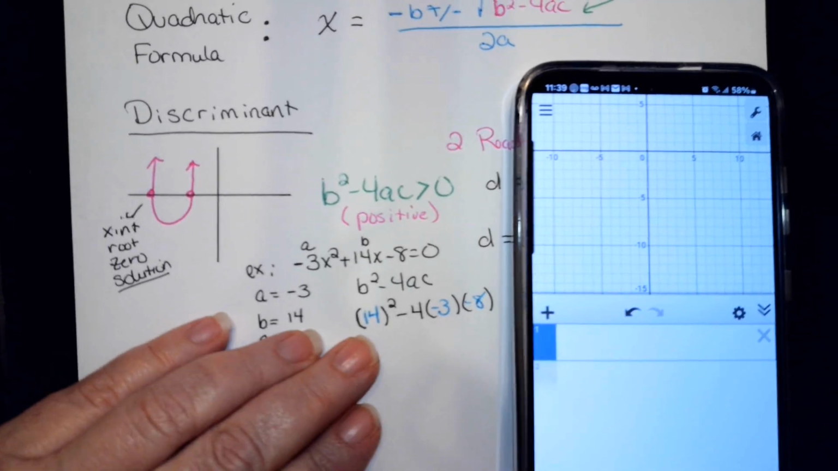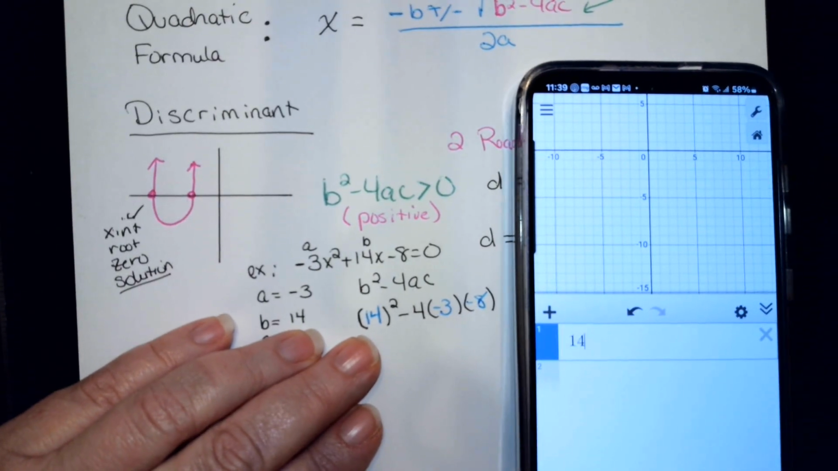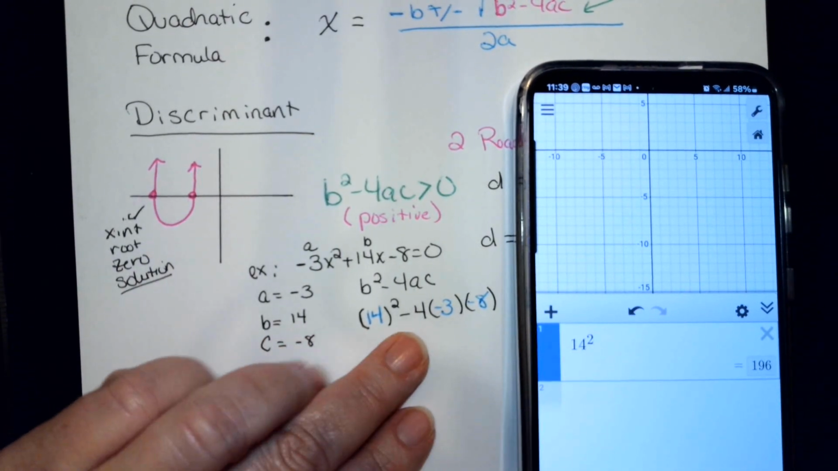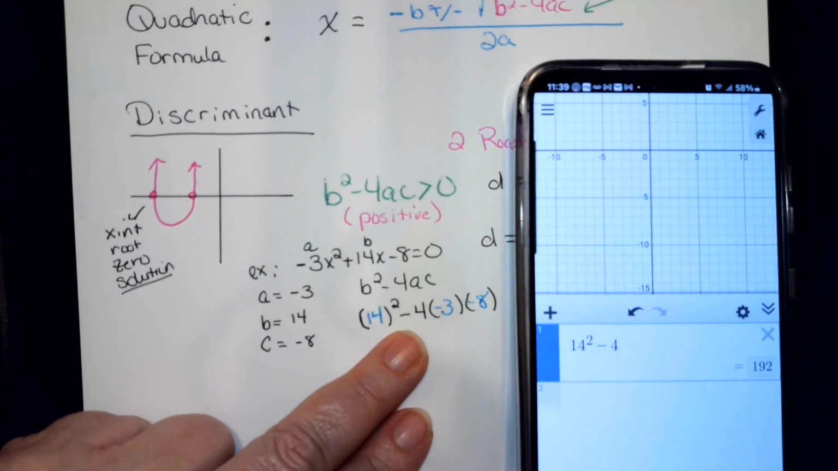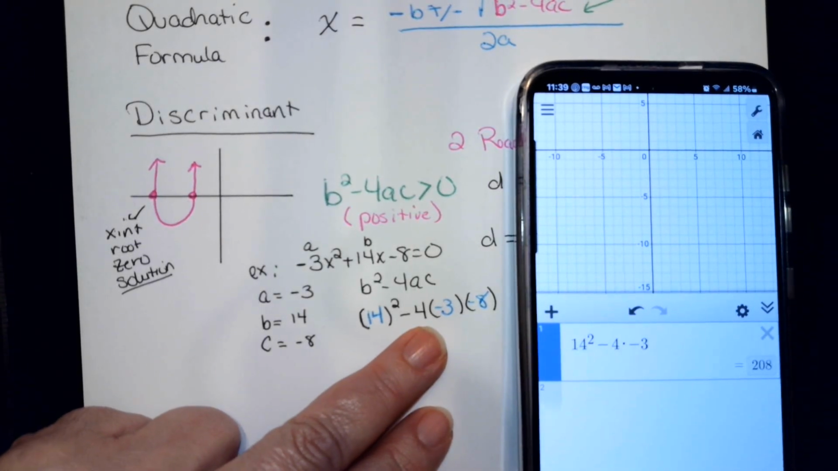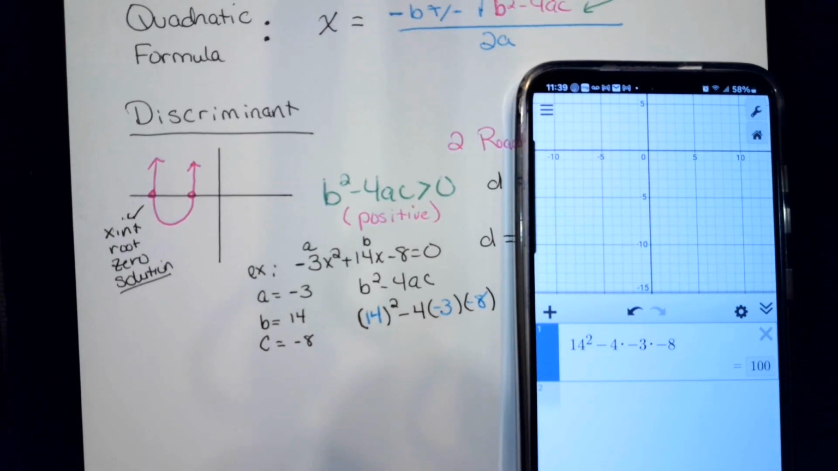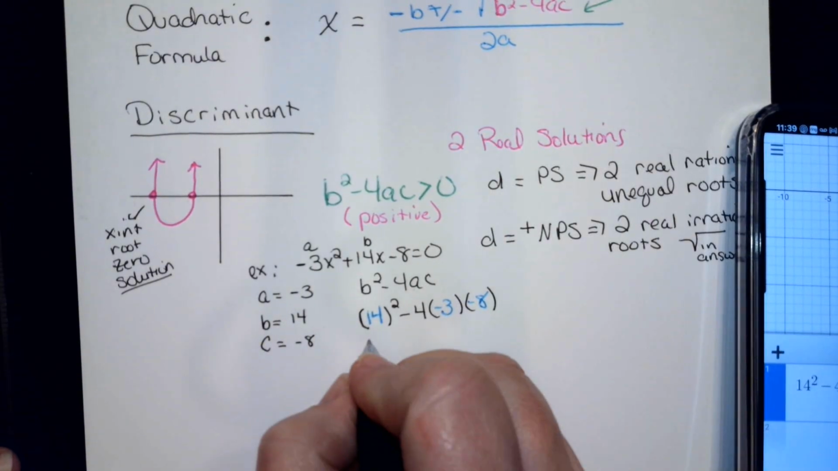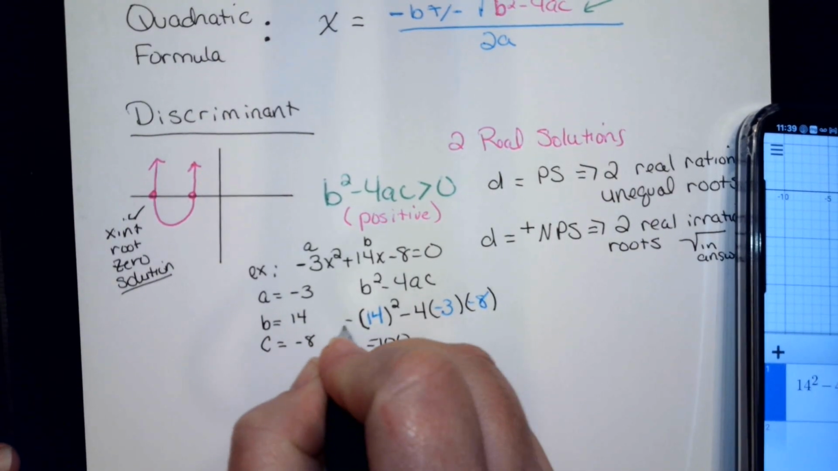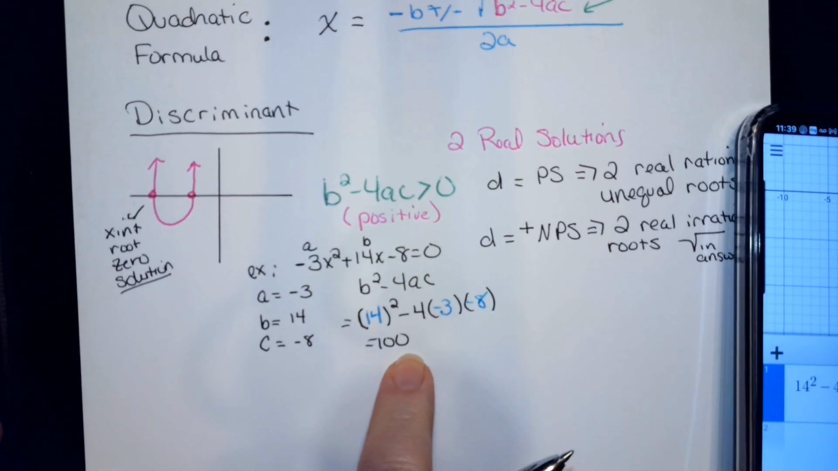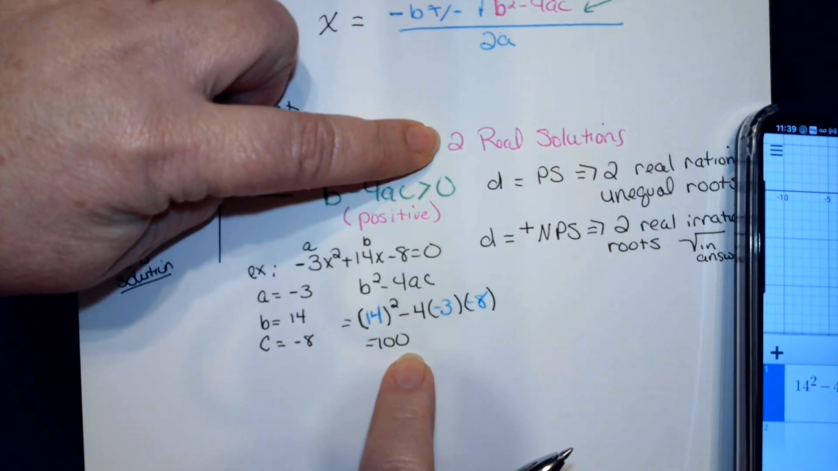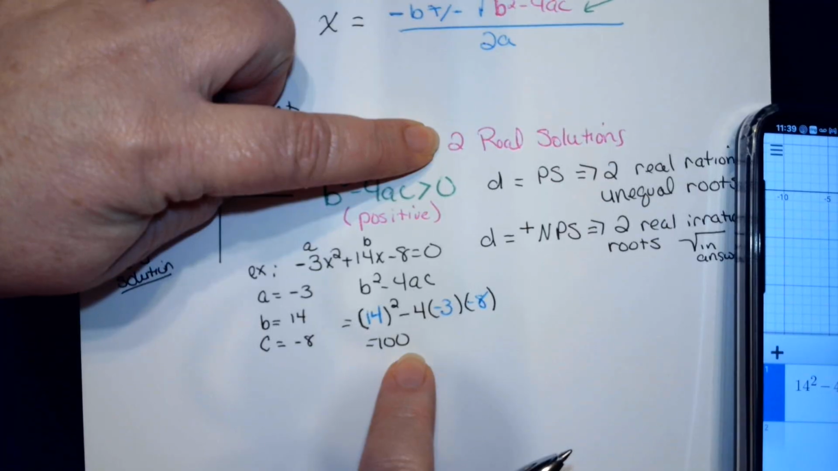Alright, so let's see, we got 14 squared minus 4 times negative 3 times negative 8. And we see that we get 100. Alright, so since your discriminant is a positive number, that means we're going to have two real solutions.